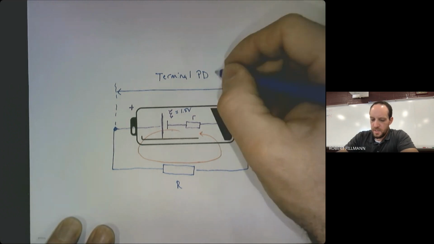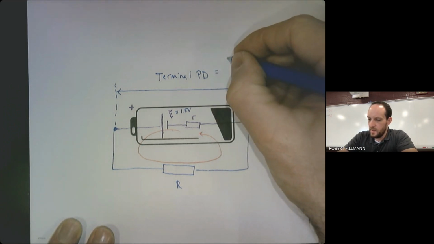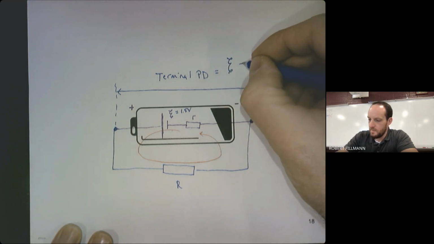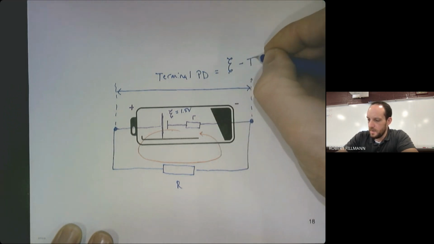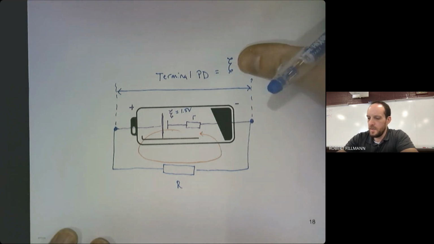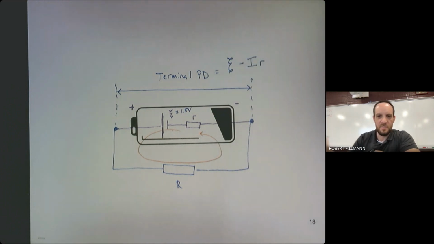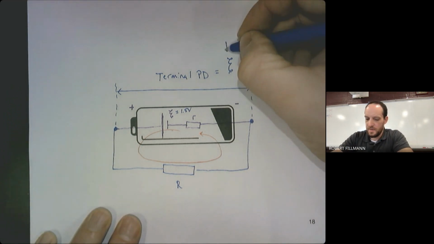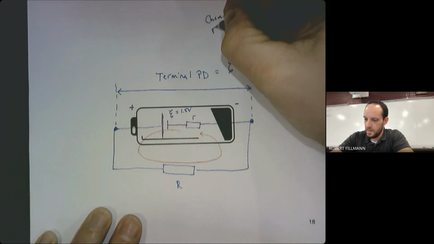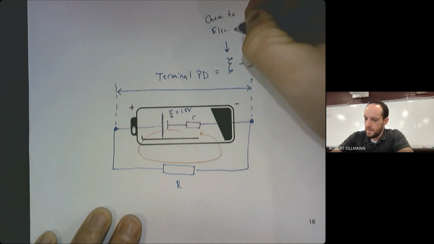So your terminal potential difference is always going to be equal to whatever your EMF is minus whatever voltage is getting used up in the internal resistance. Okay, so if no current is flowing, then they're the same, but the more current flows, the less you actually get out of the battery, and the more you end up wasting inside the cell. Okay, so again, big picture wise, this term right here, this EMF, that's your chemical to electric energy conversion, in joules per coulomb.